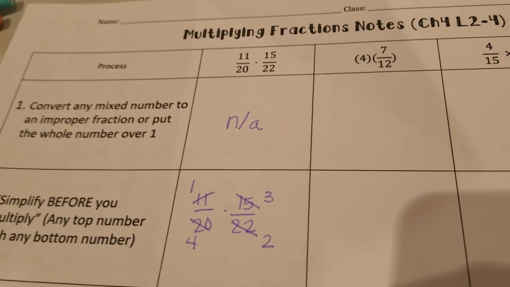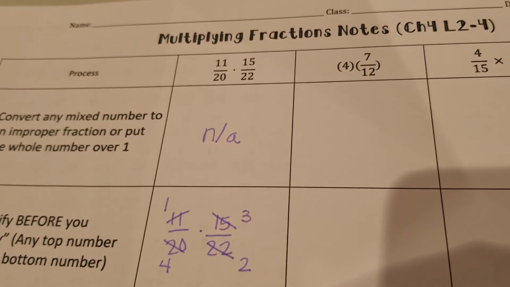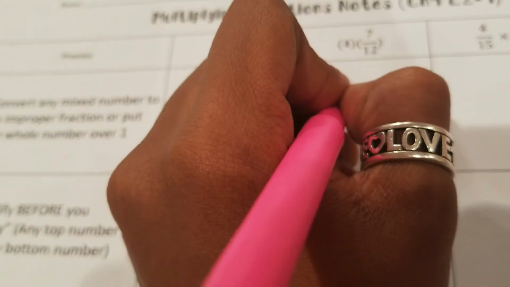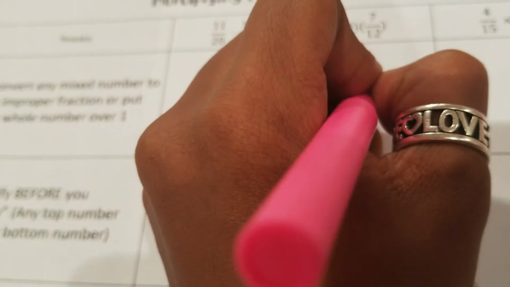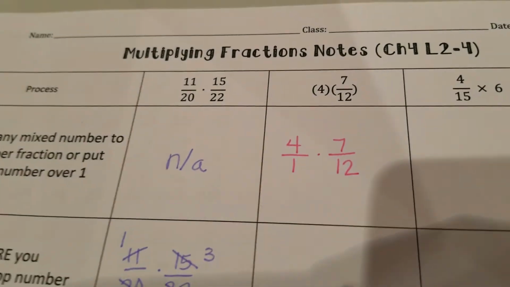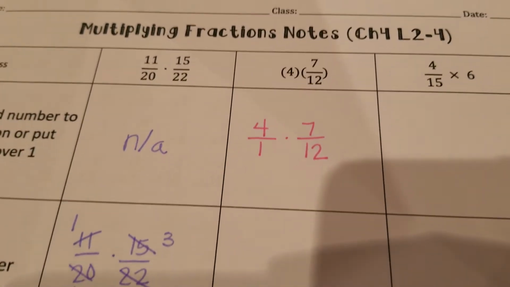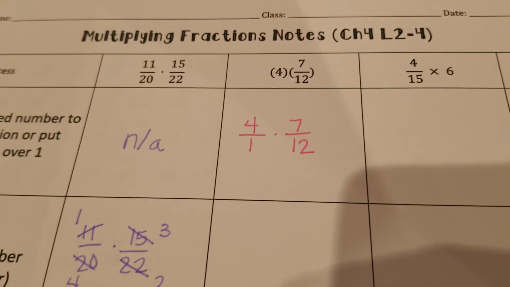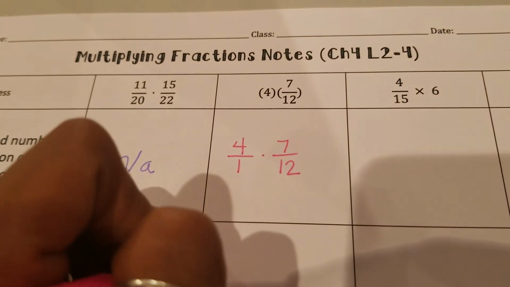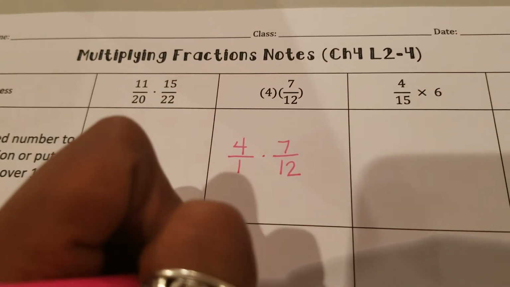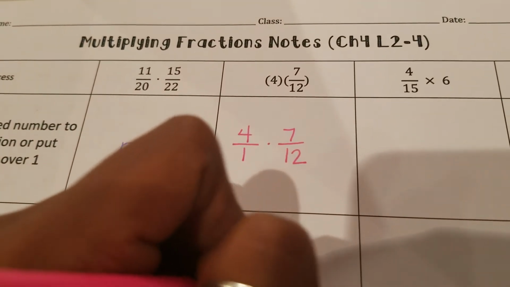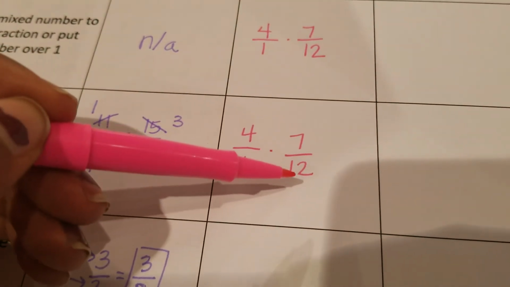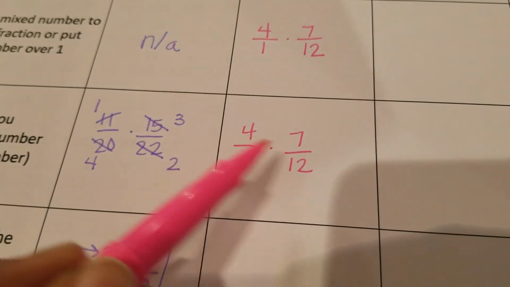No, we don't. But we do have a whole number of 4 that we will put over 1. So that's 4 over 1 times 7 over 12. Okay, it's written with the parentheses, but you can just use the raised dot throughout the rest of your work so it doesn't get as messy. And now we rewrite what we have to simplify before we multiply.